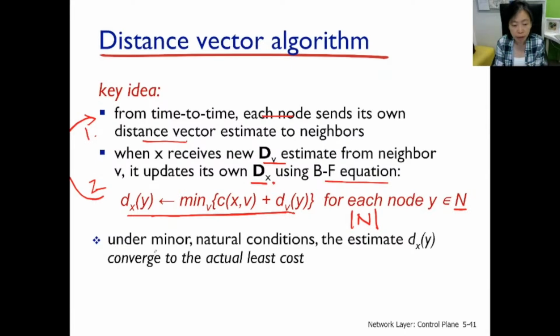Final note here. Under minor natural conditions, the shortest distance from x to y, at the beginning, might be really, really bad. But as time goes by, it's going to converge to the actual least cost. So minor natural conditions means that, for normal internet operation, this is going to hold true.